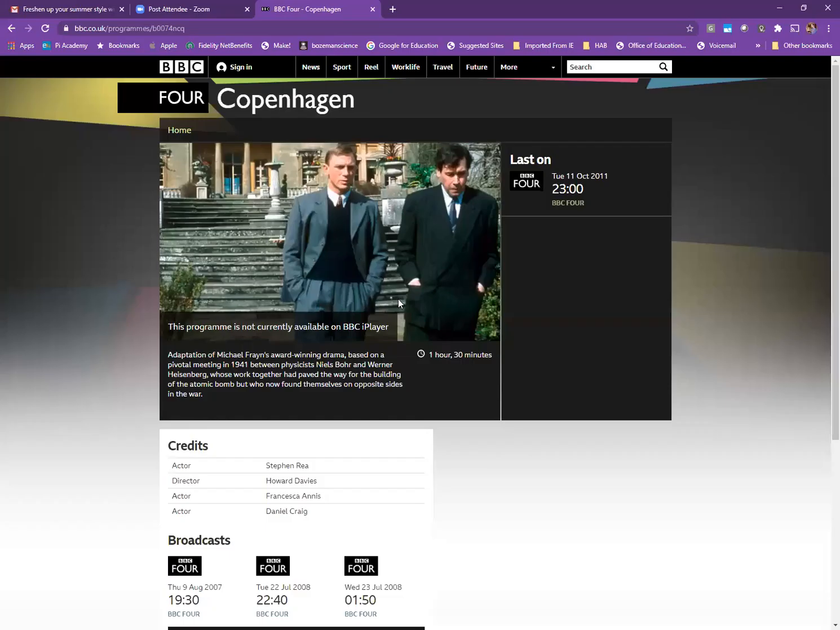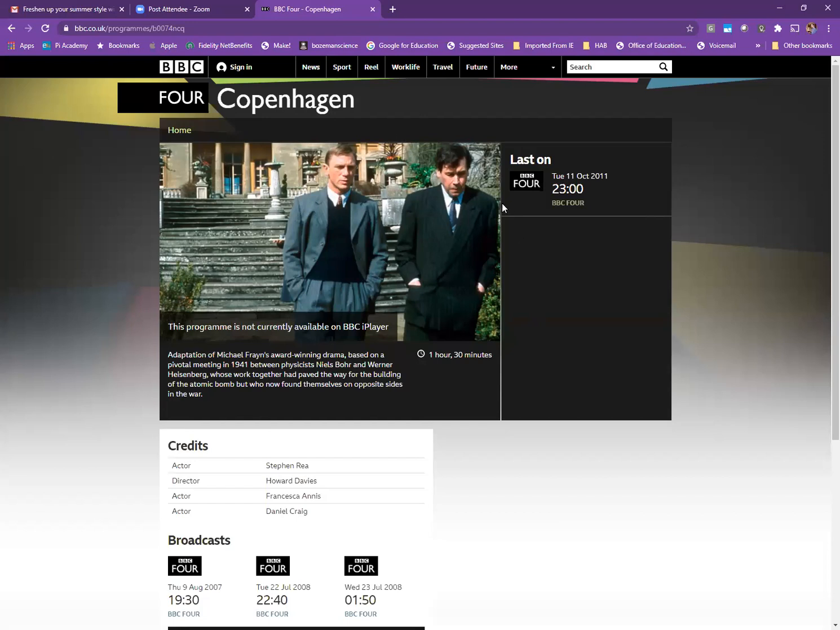So I mentioned the fact that all of this happened in sort of contemporary history. This is a play called Copenhagen. That's Daniel Craig, you might know him as James Bond. Anyway, this is a movie. It's actually a play that this movie is based on, and it's the conversations between Werner Heisenberg and Niels Bohr.